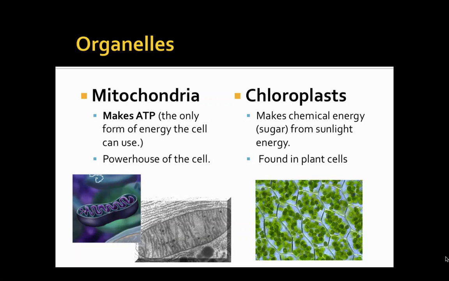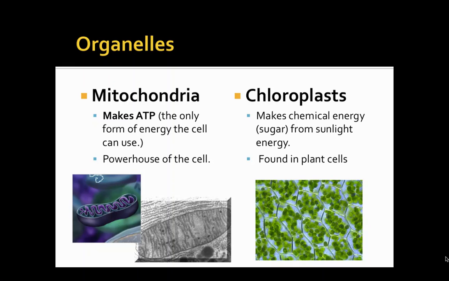Mitochondria and chloroplasts. These are my two favorite organelles, especially the mitochondrion. The mitochondrion's job is to make ATP. It's the only form of energy the cell can use. So it helps transform the energy in sugar. Without it, we would not have enough energy to survive. That's why it's called the powerhouse of the cell.